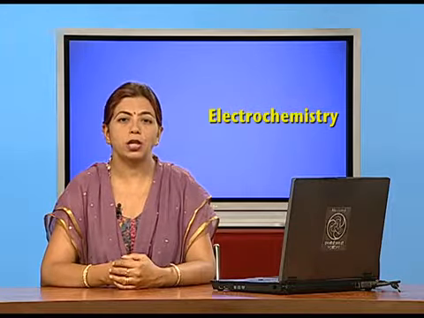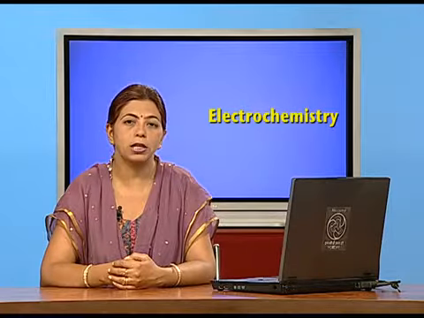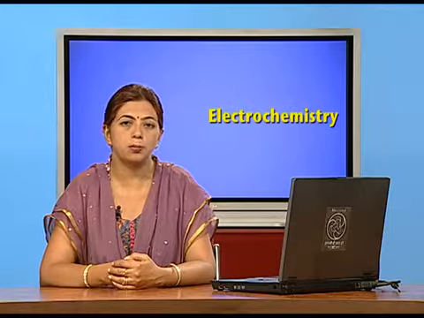But when the concentration is not unity, then how do we measure the electrode potential? Then we use the Nernst equation. Let me tell you what that is. The Nernst equation is E equals E naught minus RT upon nF, natural logarithm, the concentration of the reduced state upon the concentration of the oxidized state. Let me tell you the use of the various symbols.